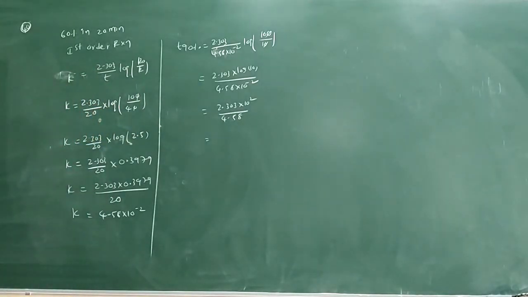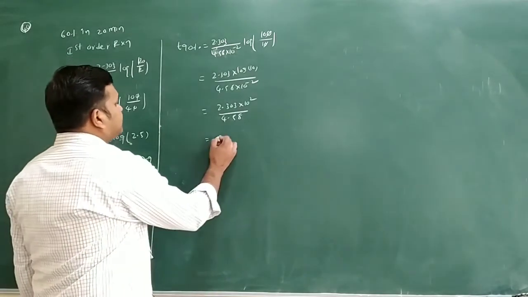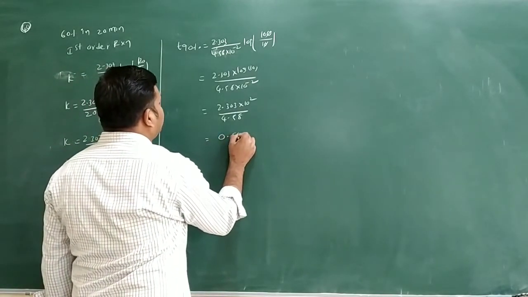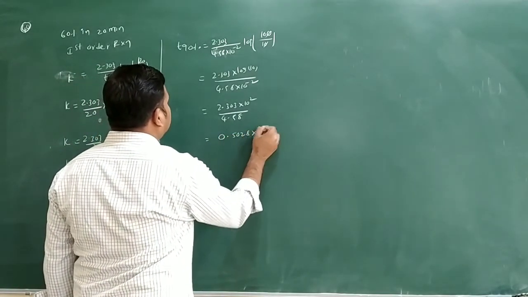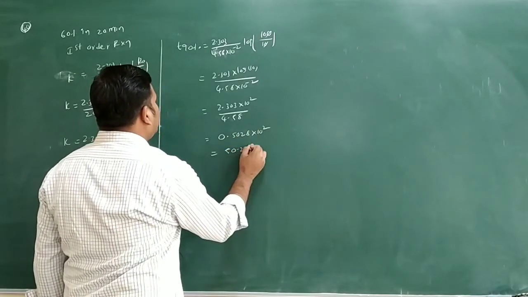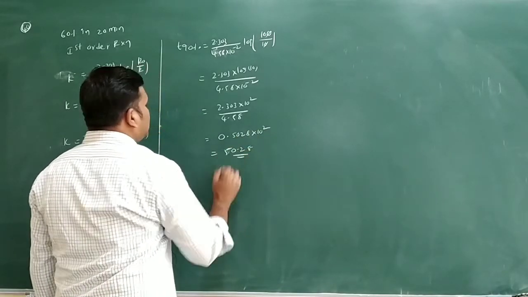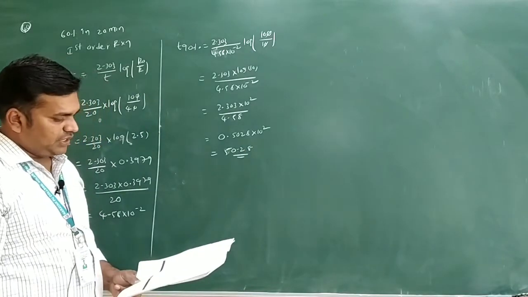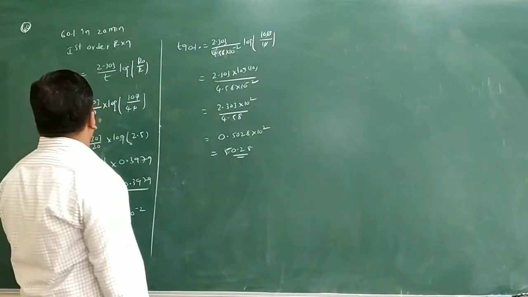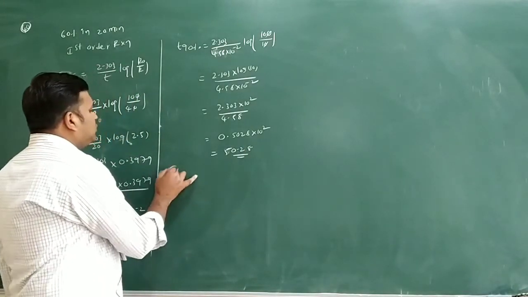2.303 into 10 square by 4.58. You will get here 50.28. So you will get 0.5028 into 10 square. From this you will get 50.28. So what is the answer you will take? You will take option 4 for this question number 40.